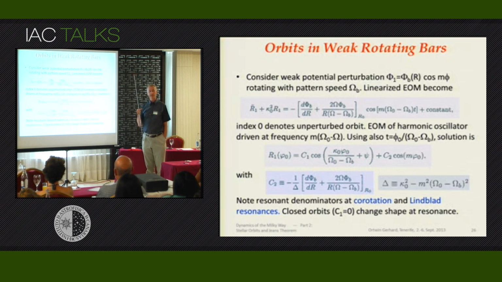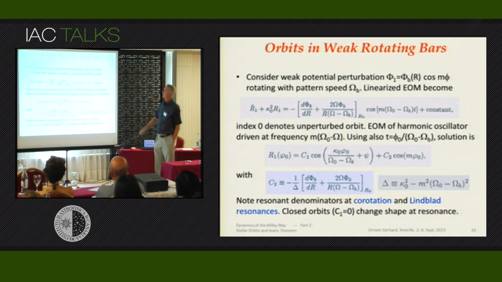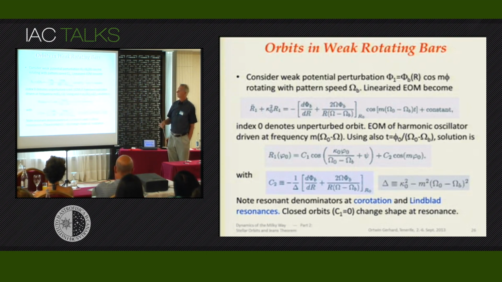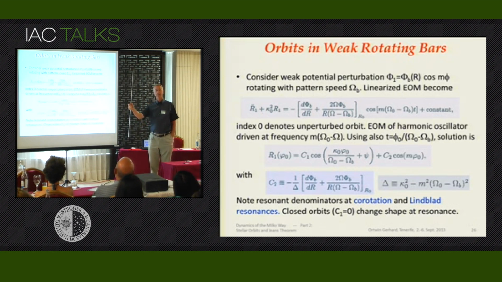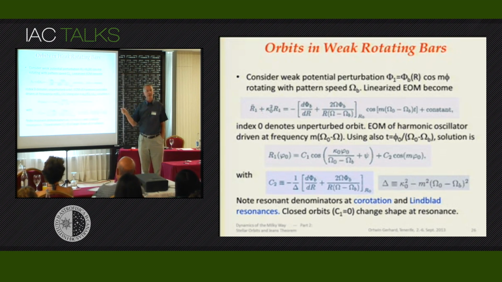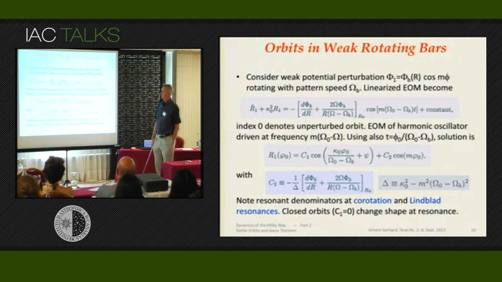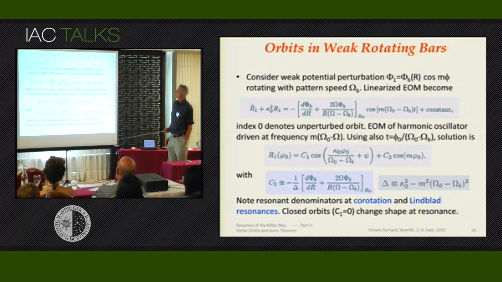Okay, so now let's have a look at orbits in these rotating potentials, and it's useful to first consider small perturbations always. So we now take an axisymmetric system potential, and we add a weak potential perturbation which has this form, some radial amplitude phi_b times cos m phi, which is supposed to be rotating with this pattern speed omega_b. Then you can linearize the equations of motion.